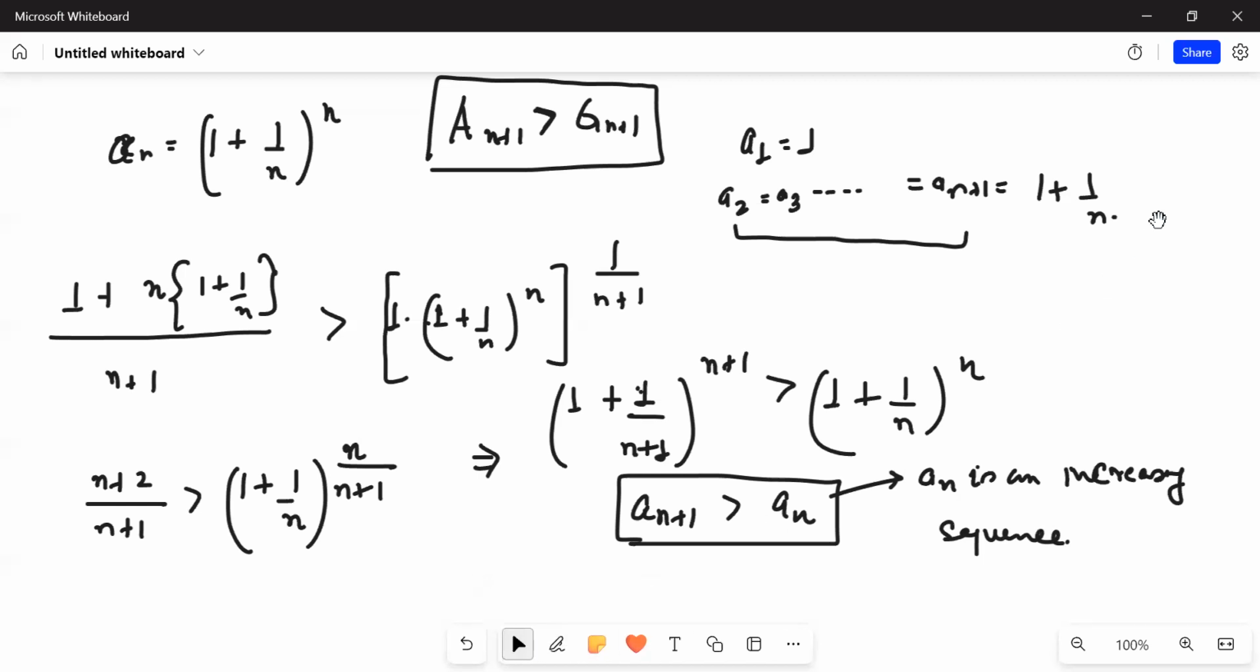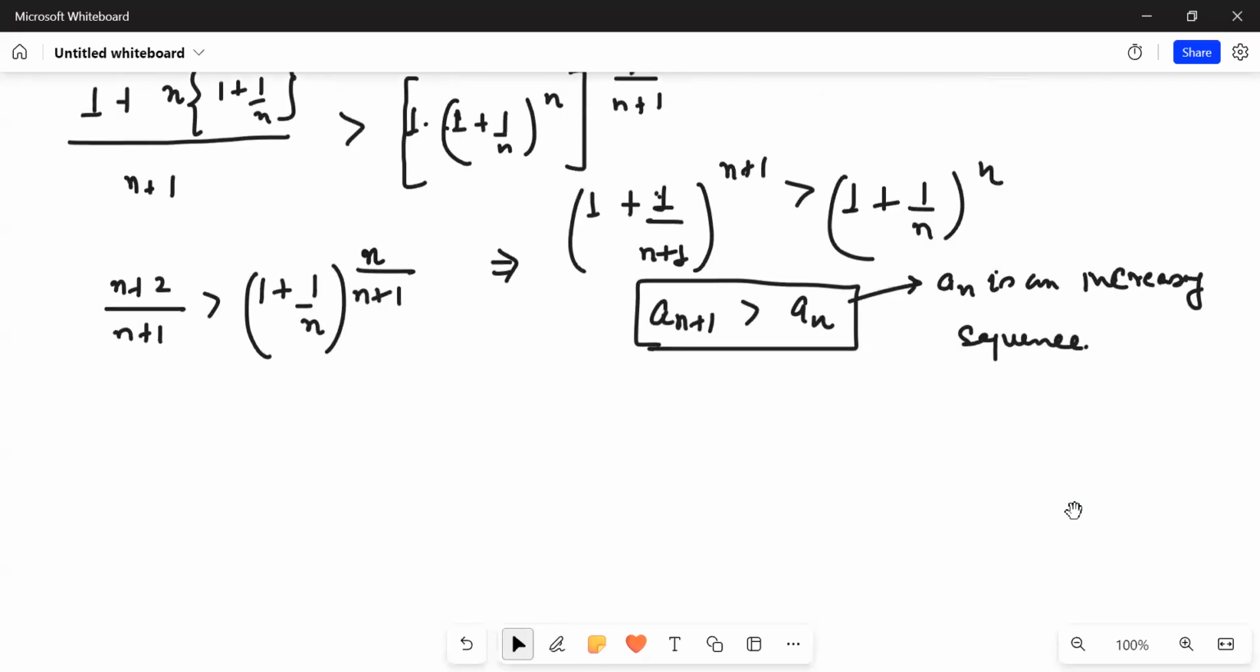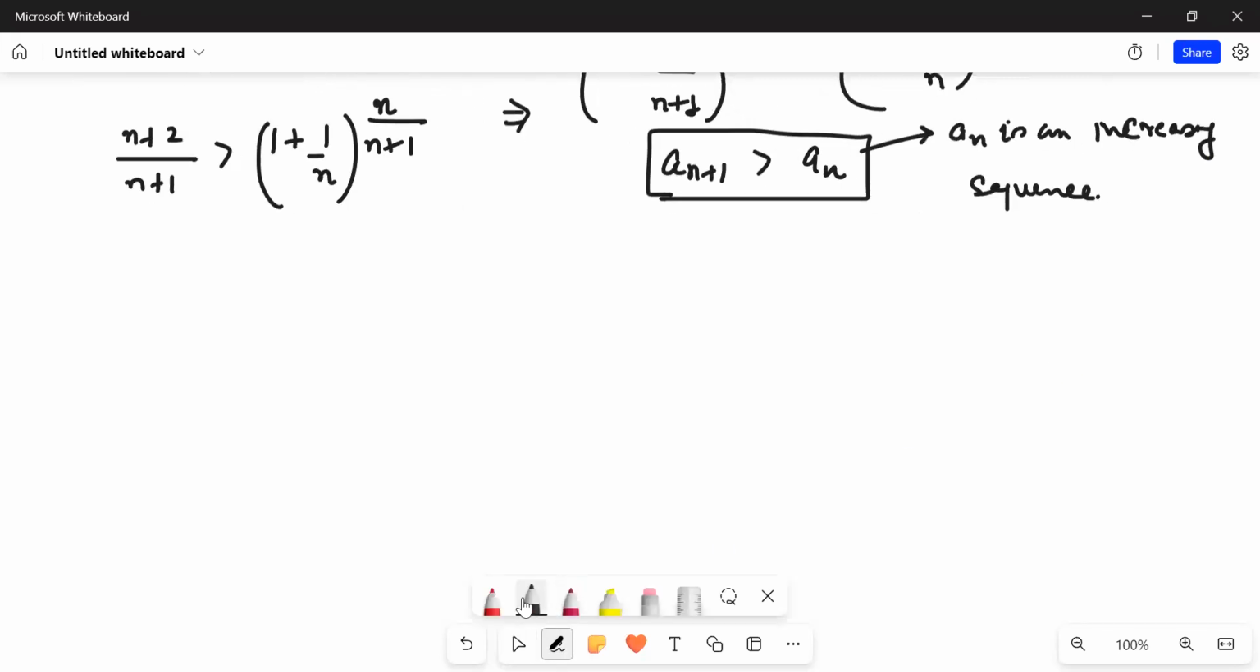Now just consider the sequence Bn given by (1 + 1/n)^(n+1). To determine whether this sequence Bn is increasing or decreasing, again I use arithmetic mean greater than geometric mean greater than harmonic mean, but only one part: the geometric mean of n plus 1 numbers is greater than the harmonic mean of n plus 1 numbers.